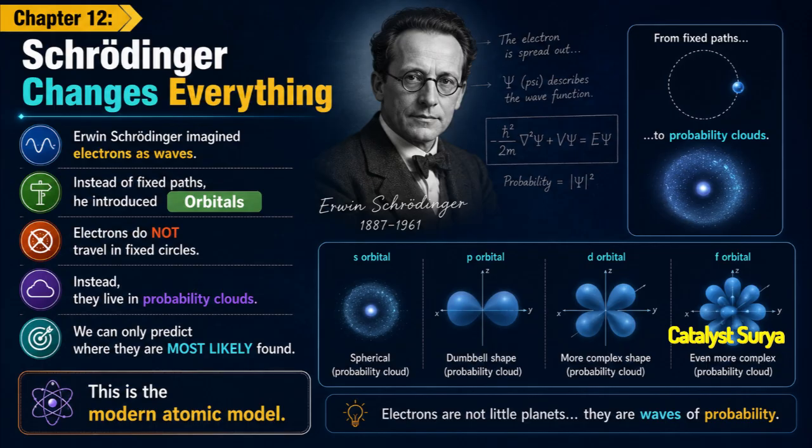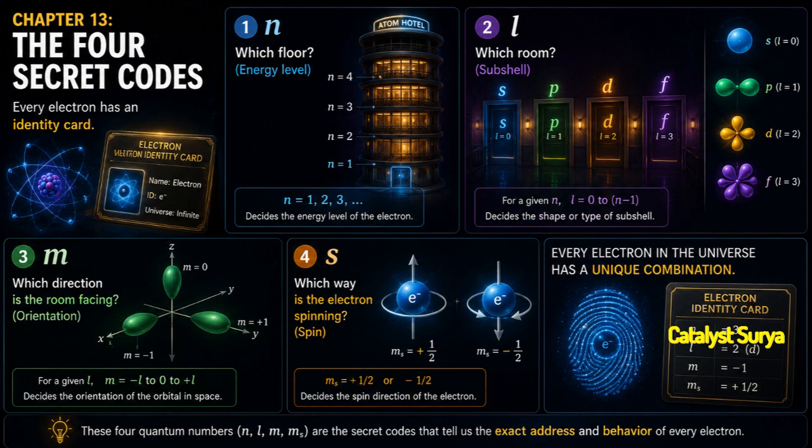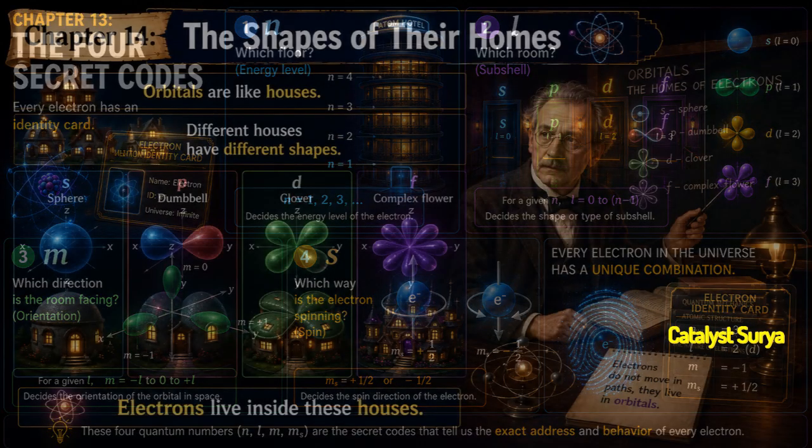Every electron carries its own identity. Scientists describe this identity using 4 quantum numbers. The first quantum number tells us the main energy level. The second tells us the type of subshell. These are called S, P, D, and F. The third tells us the orientation of the orbital, and the fourth tells us the direction in which the electron spins. Together, these 4 quantum numbers uniquely describe every electron in the universe.